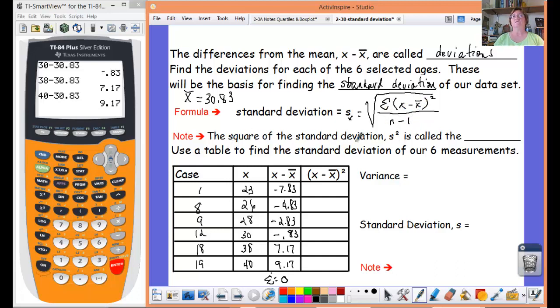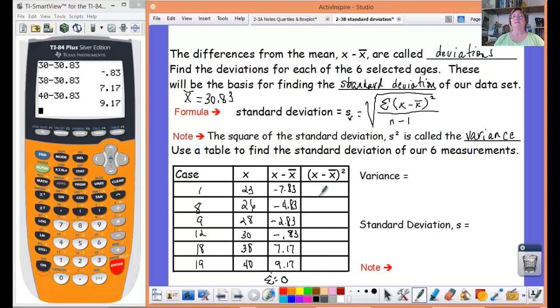Just by the way, the square of the standard deviation before you take the square root is called the variance, V-A-R-I-A-N-C-E. That is also a measure of spread, but it's more convenient for us usually to talk about the standard deviation. We are going to now complete our calculation of the standard deviation for our 6 ages by squaring, summing, and then taking the square root.